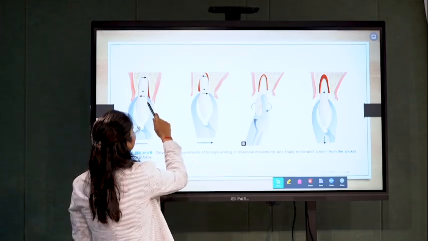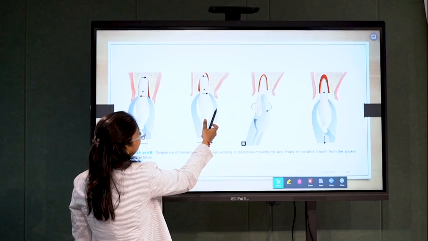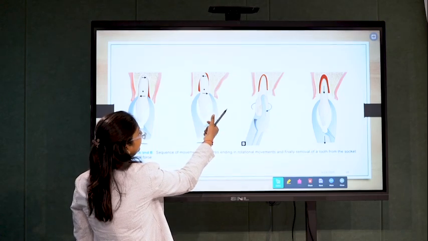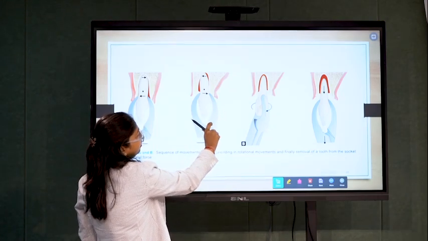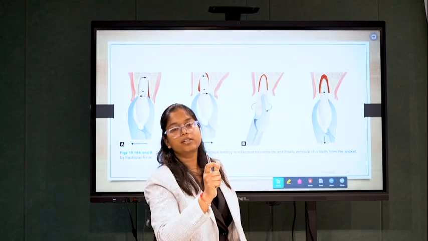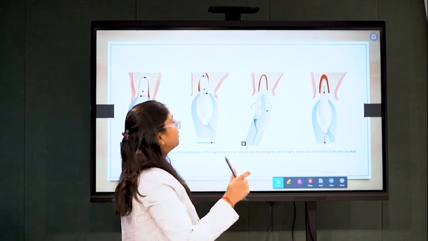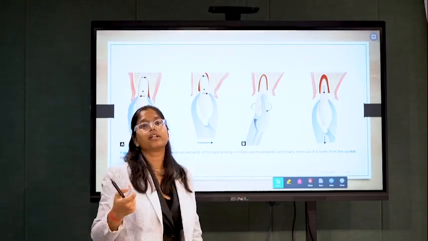After your apical force, you have to move in one direction halfway, okay? And then you have to move in the opposite direction halfway. This will help you in luxation of the tooth and expansion of the socket. And later you can just retrieve the tooth.